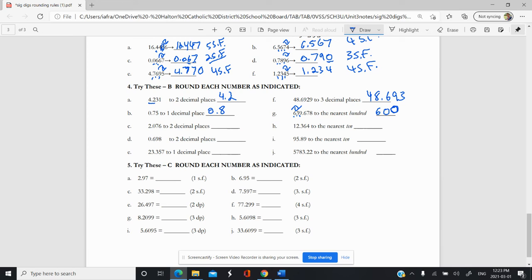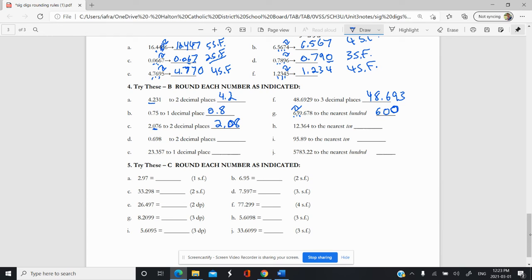And if you want to keep the same number of sig figs, you'd have to put your scientific notation. You'd have to indicate that with a decimal point. It really depends on the question. So 2.076 to 2 decimal places. So let's see. If we're rounding down to 2 decimal places, we're going to be over here. So that's going to be 2.08, and we have 3 sig figs there.